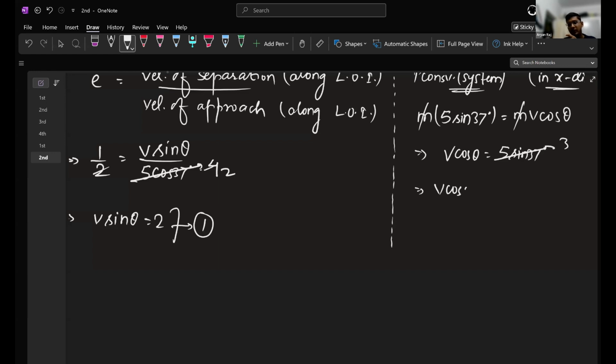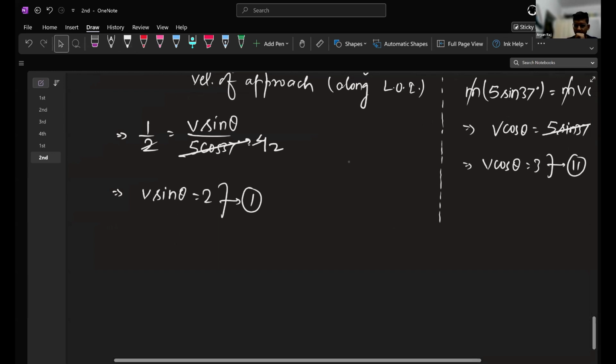So this will be 3. It means v cos theta is equal to 3. Second equation. Now, how to eliminate theta out of these two equations? Any ideas?